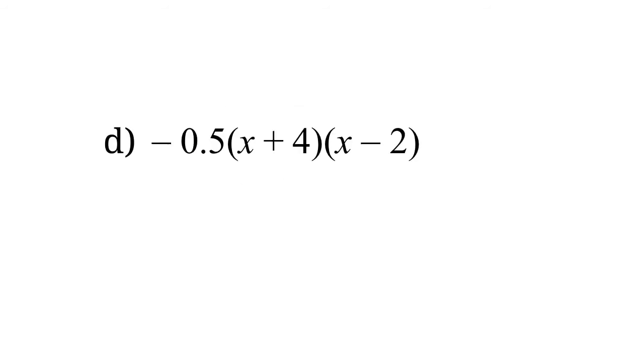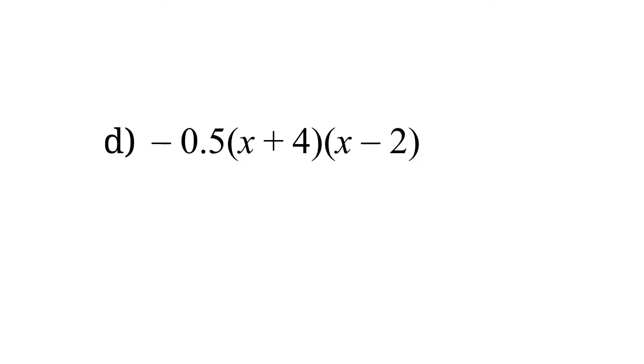Okay, our last few examples are still using the FOIL method, but we're going to increase the complexity of each question. So with question D, we've got negative 0.5 multiplied by (x + 4) multiplied by (x - 2). It may look a little complicated because now, in addition to having your 2 sets of brackets, you've got another number in the front of the whole thing.